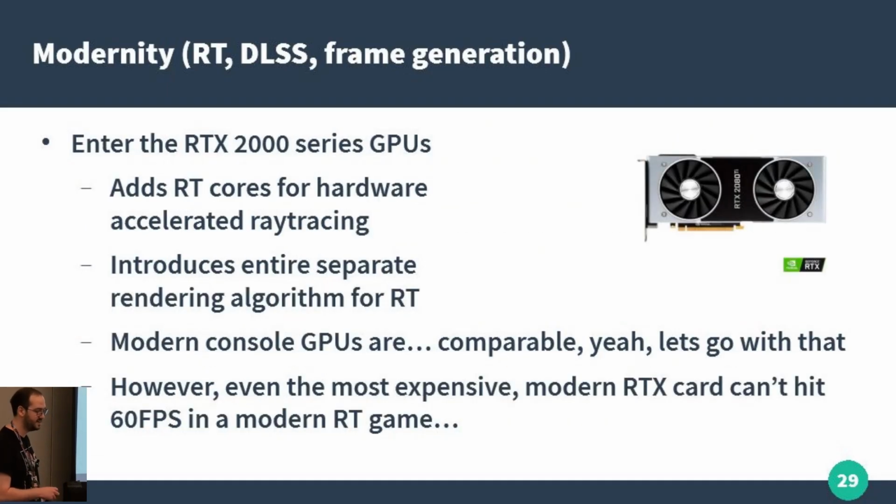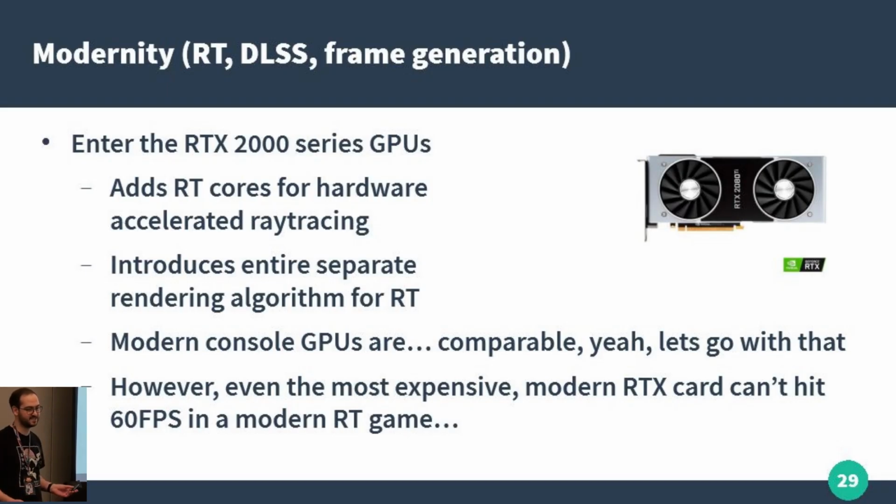So in 2018, NVIDIA releases the RTX 2000 series GPUs. These GPUs are the first to have dedicated hardware cores for ray tracing. They introduce an entire separate rendering pipeline for doing ray tracing. Modern console GPUs are technically comparable, but their ray tracing is kind of bad.